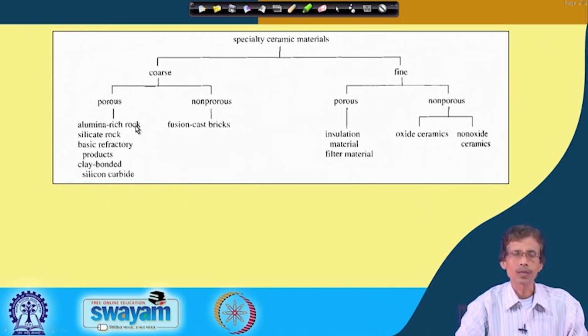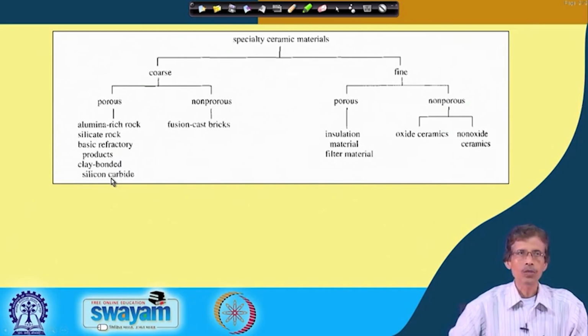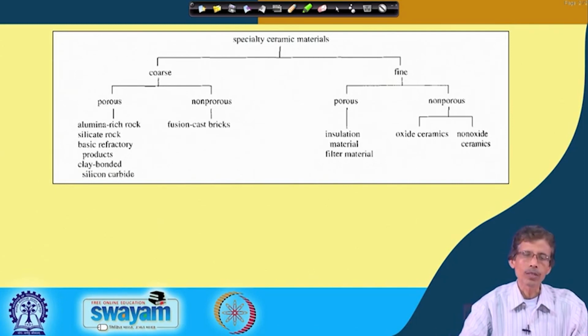And what about the porous type? The porous type can have some of these as the alumina rich rock type, then silicate rock type, that we can also know, and the basic refractory products are also under this category, and the clay bonded silicon carbide. So, if we have some amount of clay in it, the silicon carbide material can also be of this type. Then going to the other side, that means the fine variety.